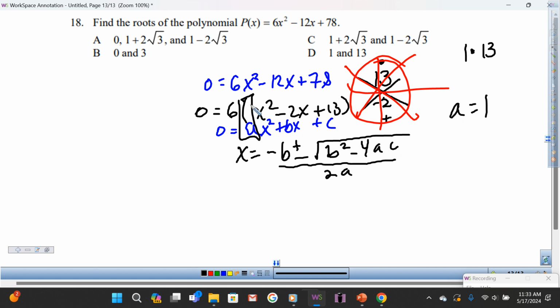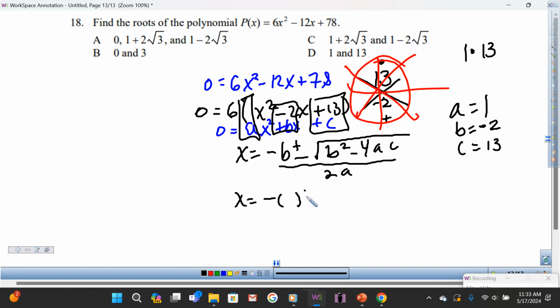That is correct, because there's an invisible 1 in front of the x squared. What is b? Negative 2. And what is c? 13. All right, now that we have our values, let's write this again.